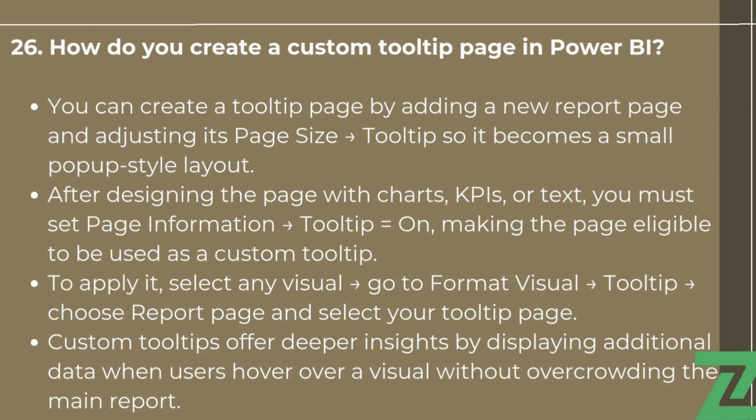To apply it, select any visual, then go to Format Visual > Tooltip, then choose Report Page and select your tooltip page. Custom tooltips offer deeper insights by displaying additional data when users hover over a visual without overcrowding the main report.